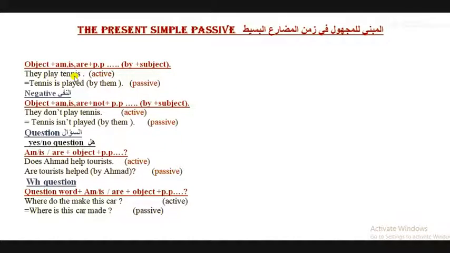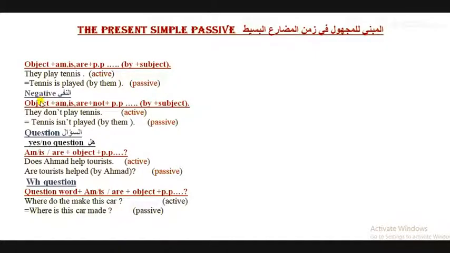They play tennis. This is an active sentence. So when we change it into passive, it becomes: Tennis is played by them. Tennis is the object. We use is because tennis is singular. Then the past participle of play is played because it's a regular verb, by them.